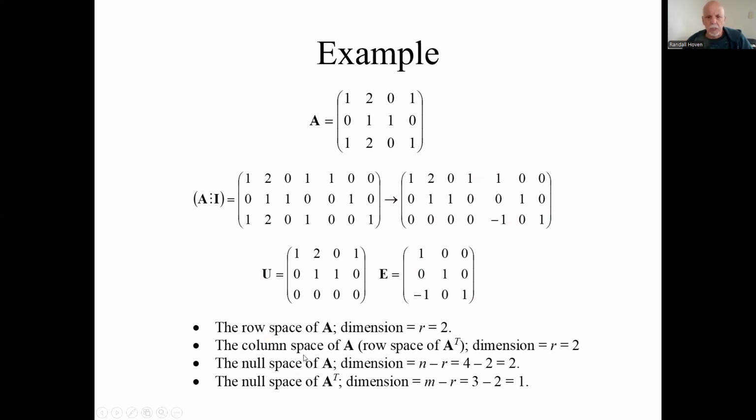And we've got all the dimensions. We did this on the previous chart. The row space is going to be the rank, which is 2: two non-zero rows. Column space is also the rank. The null space is N minus r. N is 4, r is 2, so that's 2. Null space of A transpose, or the dimension of the left null space, is M minus r, which is 3 minus 2, which is 1.